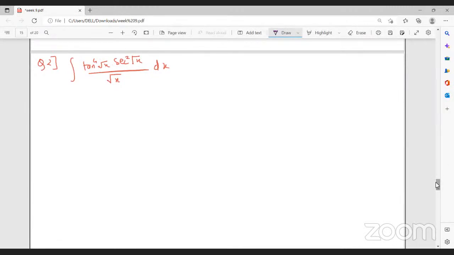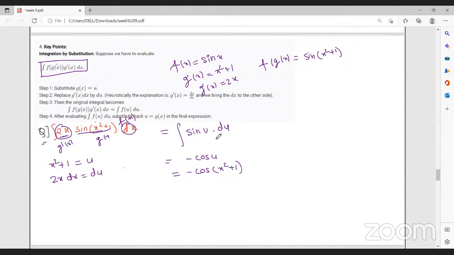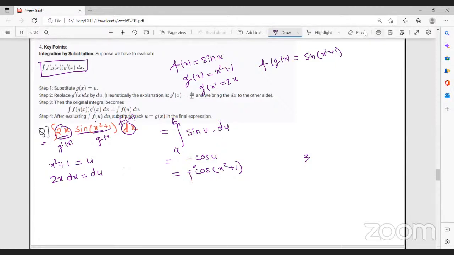Sir, for the first example, what if it had upper and lower limits? Yes, simply you can put the values here. This is A, this is B. If there is a limit, then you can simply put the limits A and B here.